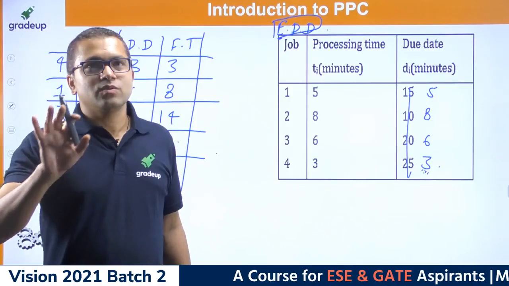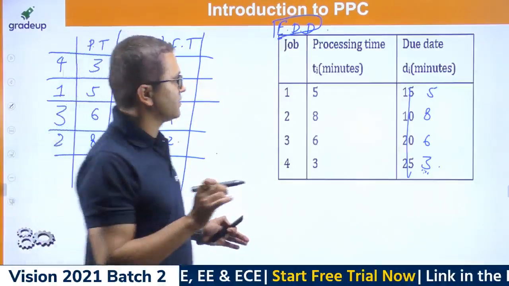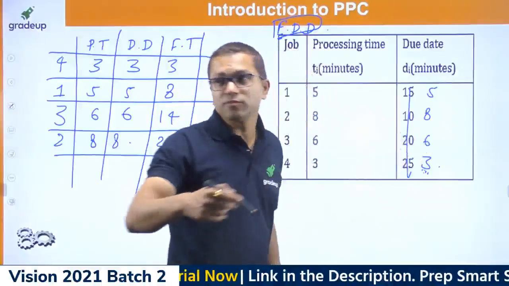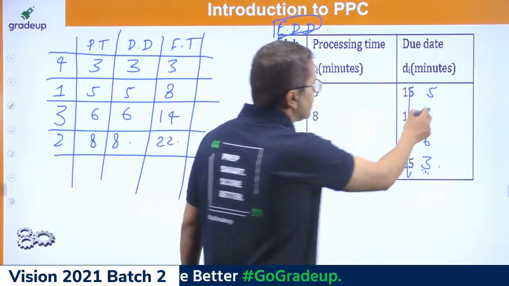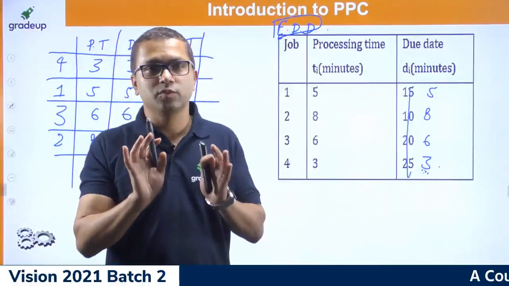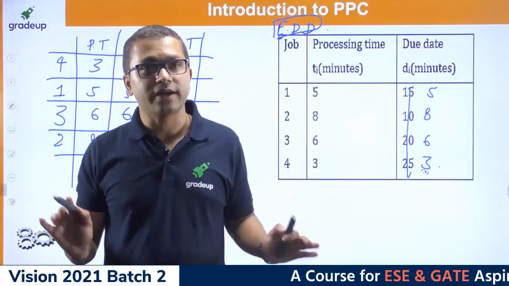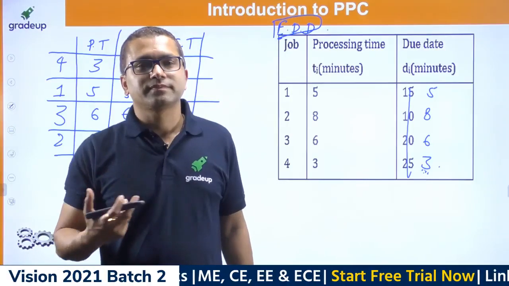Now I just want you to go home and change a few numbers from here just to make it more interesting. Tweak these numbers and try to find out yourself the difference between EDD and SPT. Can you do that?